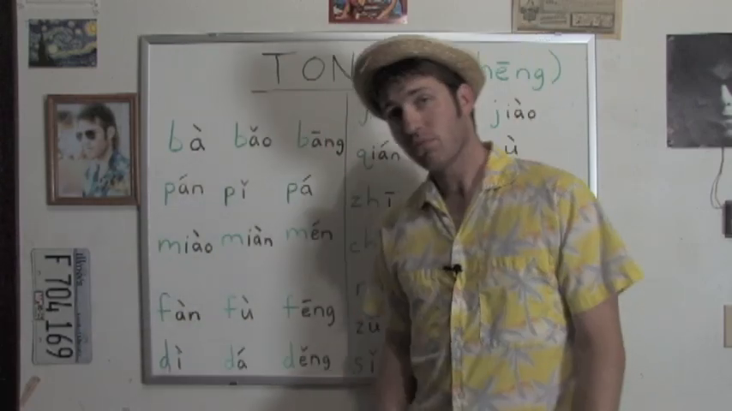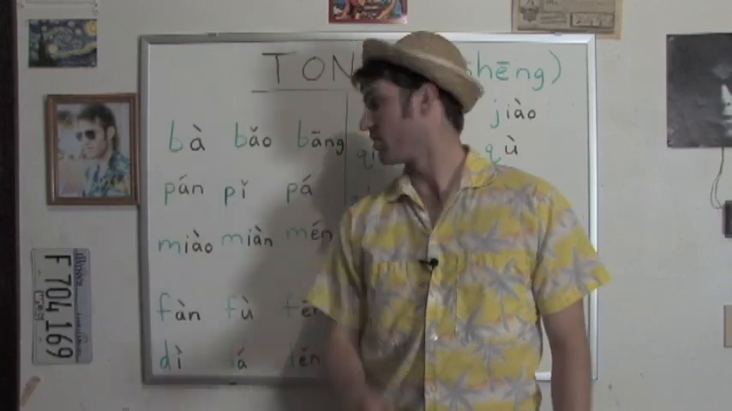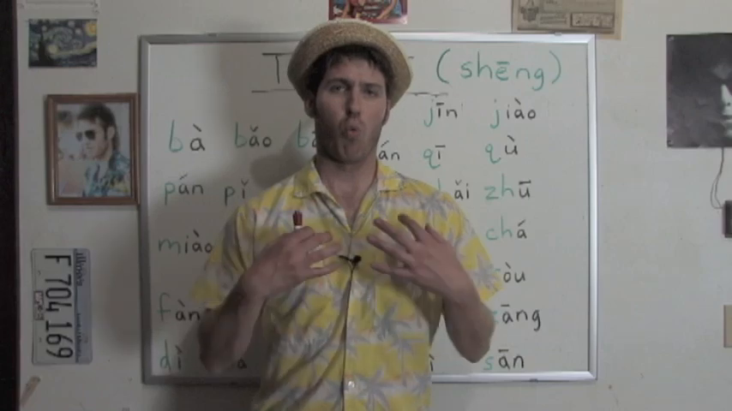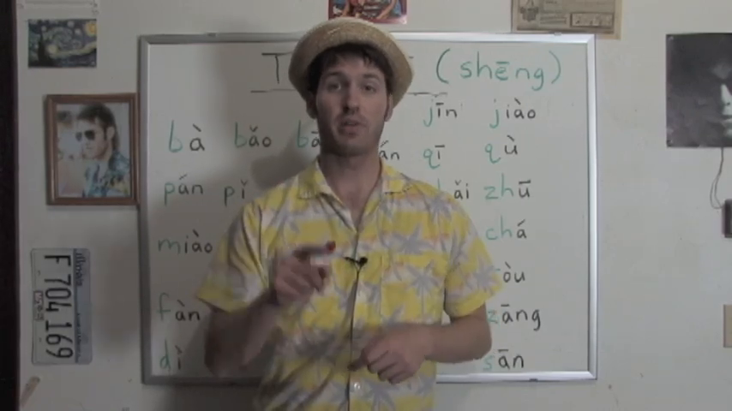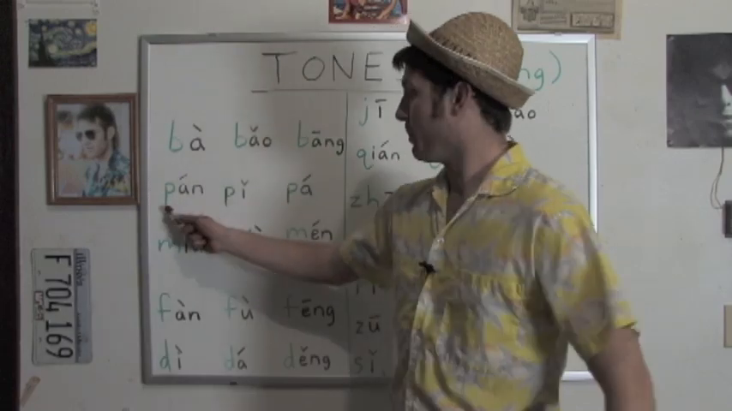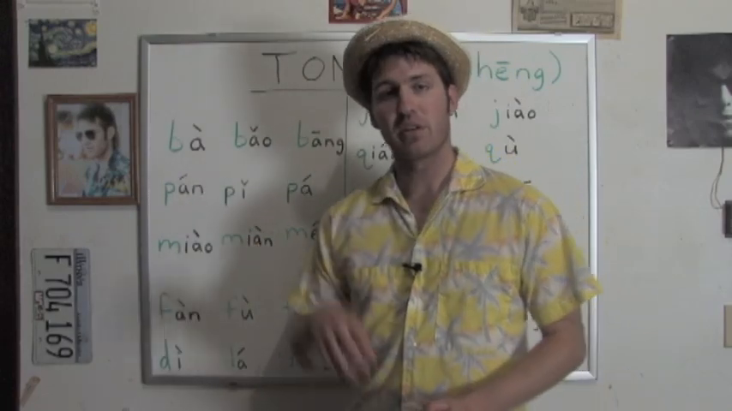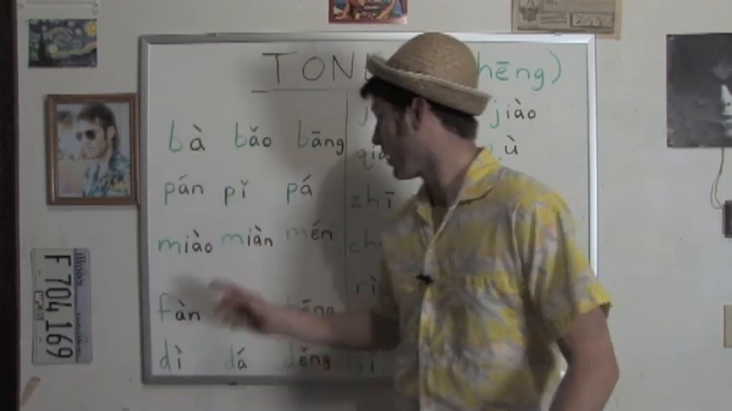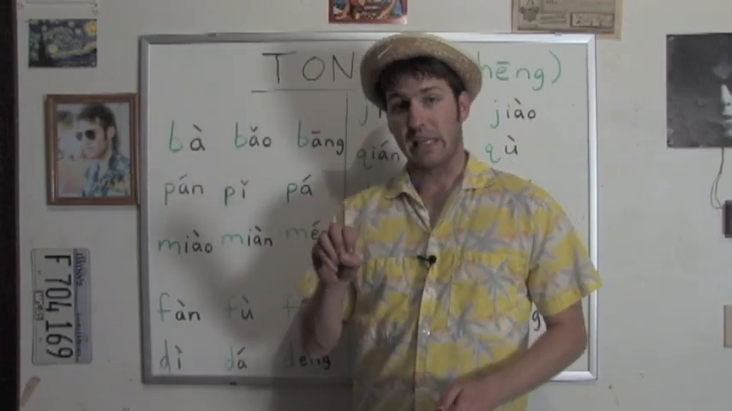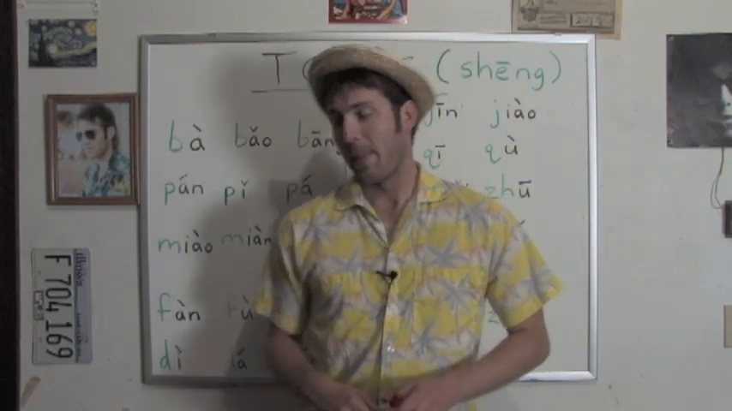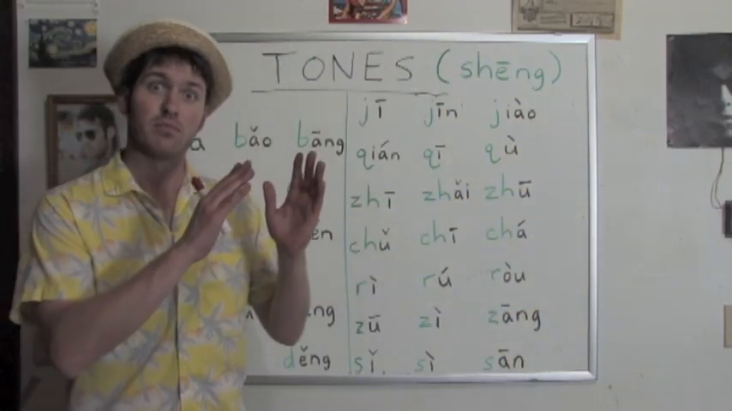Bāng, what tone? First, all right. Bāng, to help somebody. Wǒ, I, bāng, help, nǐ, you. I help you. Wǒ bāng nǐ. Okay, pán, what tone? Second, pán. Third tone, pǐ. Second tone again, pí.